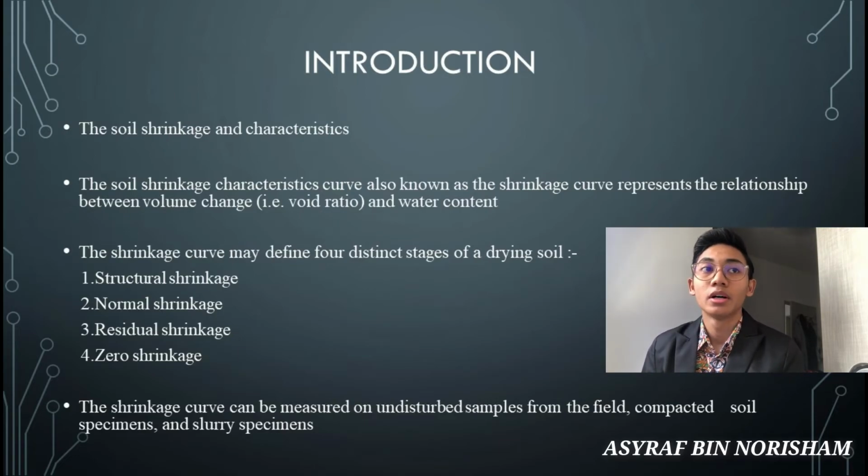Soil shrinkage characteristic. The soil shrinkage characteristic curve, also known as the shrinkage curve, represents the relationship between volume change, for example void ratio, and water content. The shrinkage curve may define four distinct stages of a drying soil: structural shrinkage, normal shrinkage, residual shrinkage, and zero shrinkage.